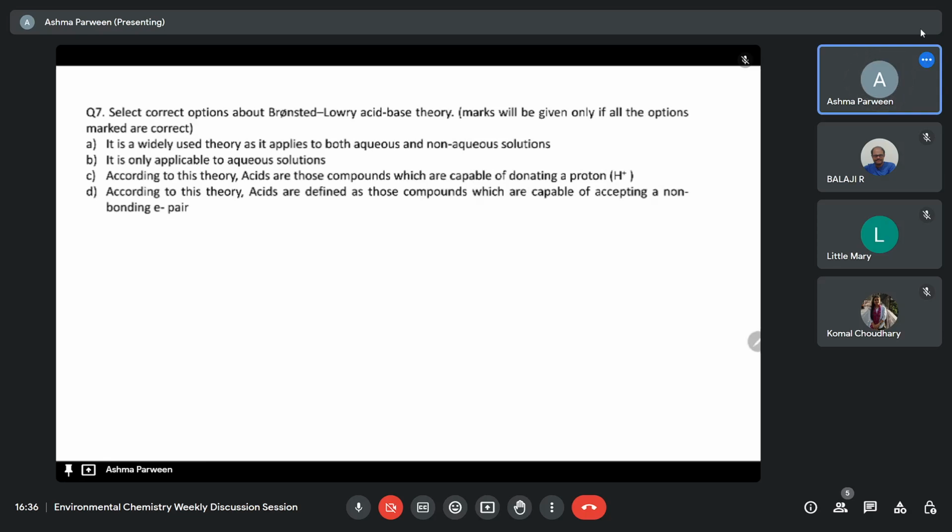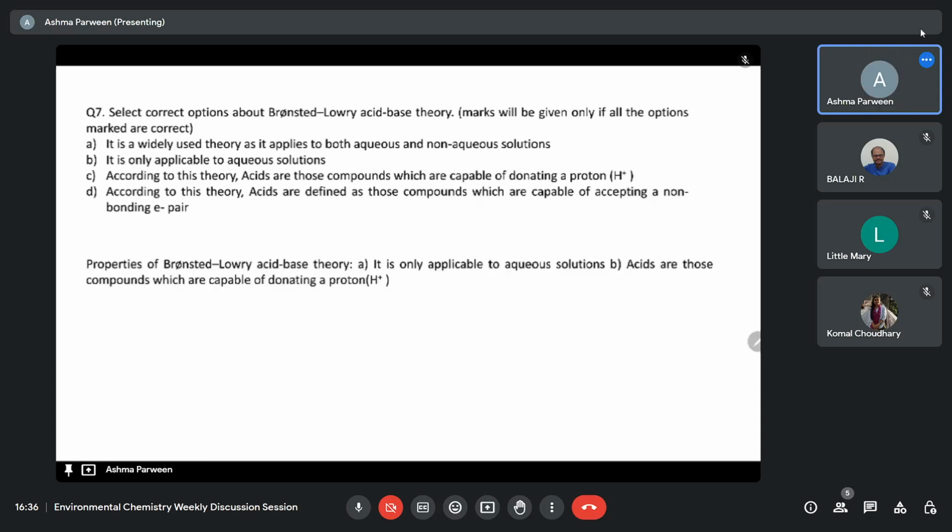Let's see. Bronsted-Lowry acid theory is applicable only for aqueous solution. So option B is the correct option. And also, according to Bronsted-Lowry theory, acids are those which are capable of donating a proton. So options B and C are correct. And also the point D, which says that acids are those which are capable of accepting a non-bonding electron pair, these are called Lewis acids. So options B and C are correct. So let's move to the next question.